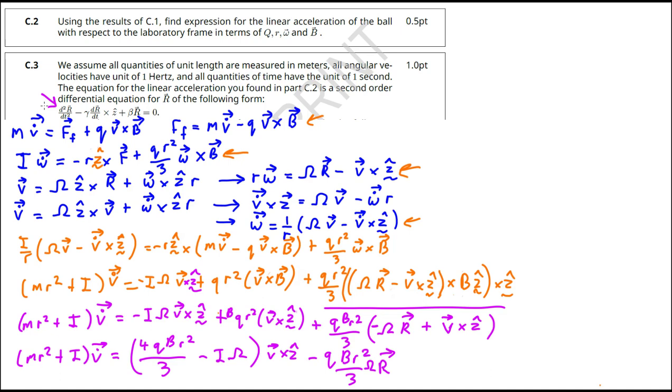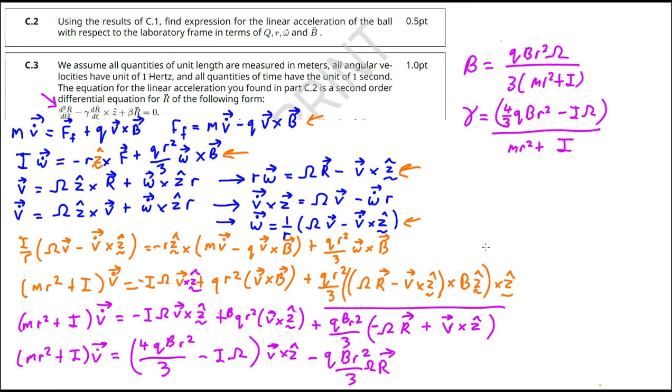And so if we do that, what that means is that we're going to have, in this particular case, that beta is going to be equal to, and gamma is going to be, okay, and that's C2 done, so now we're all ready to start doing C3.